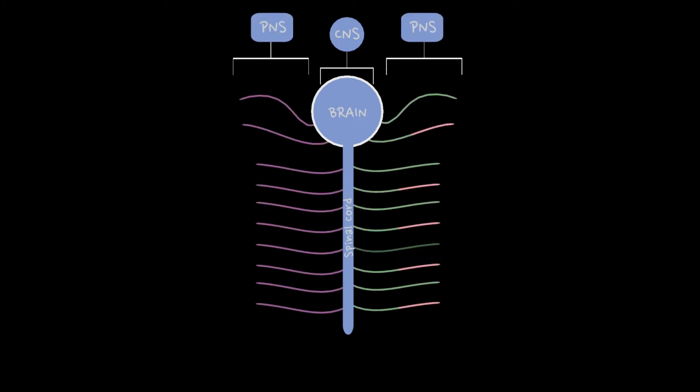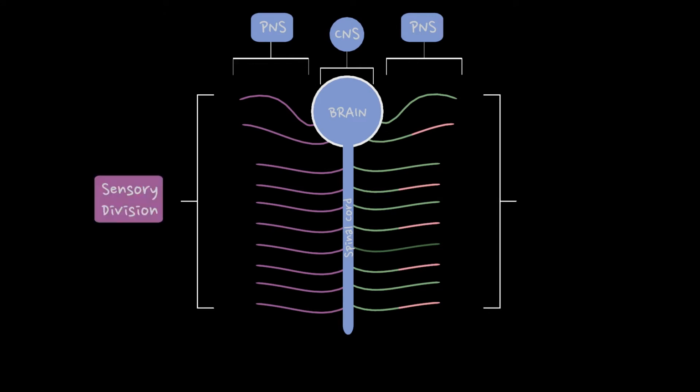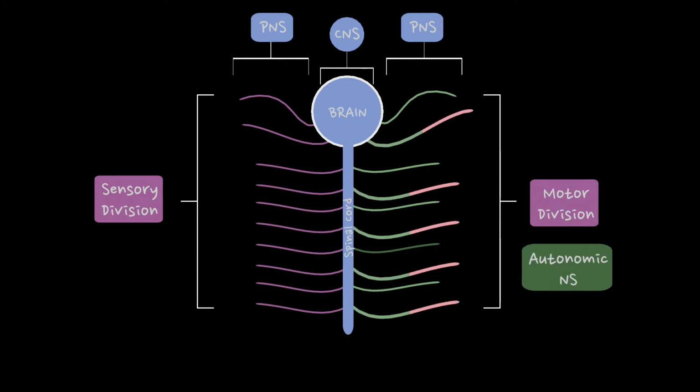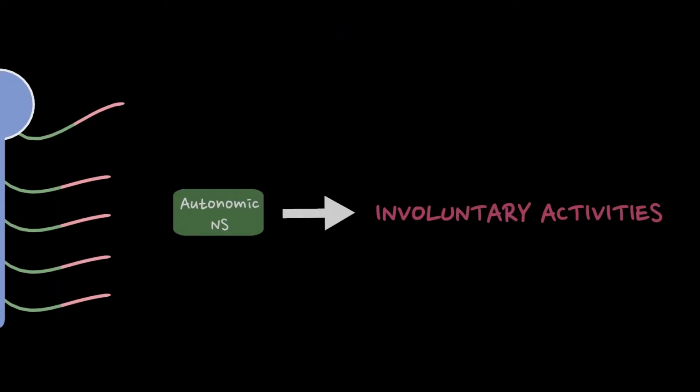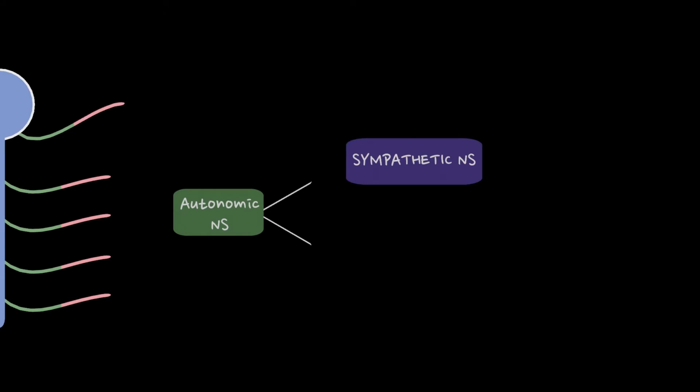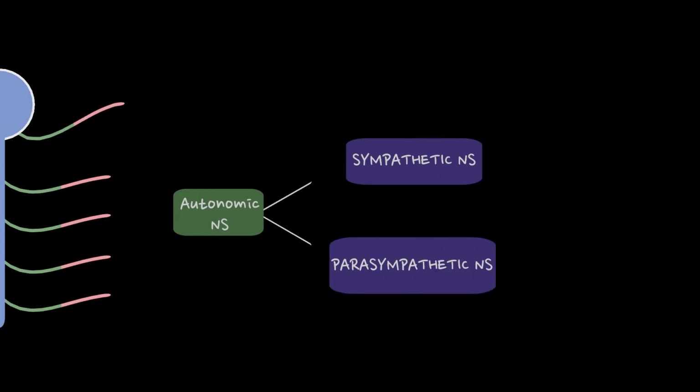Let's visualize this in a different manner. So there is the central nervous system with the brain and the spinal cord, and the peripheral nervous system comprising the nerves arising from the brain and the spinal cord. The nerves come under two divisions, the sensory and the motor divisions, and the motor division is divided into two, the somatic nervous system and the autonomic nervous system. A majority of the involuntary actions in the body are controlled by the autonomic nervous system. The autonomic nervous system has two parts, the sympathetic nervous system and the parasympathetic nervous system.